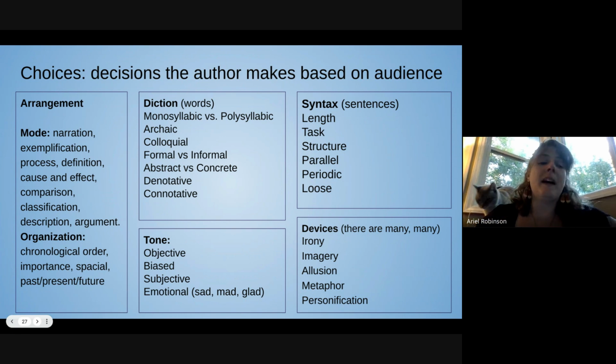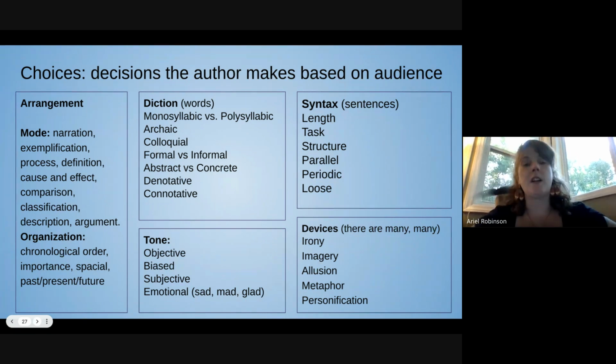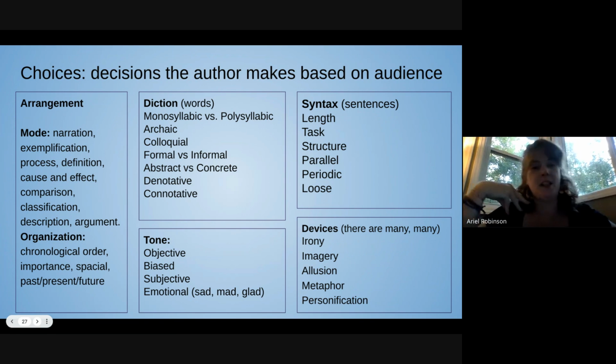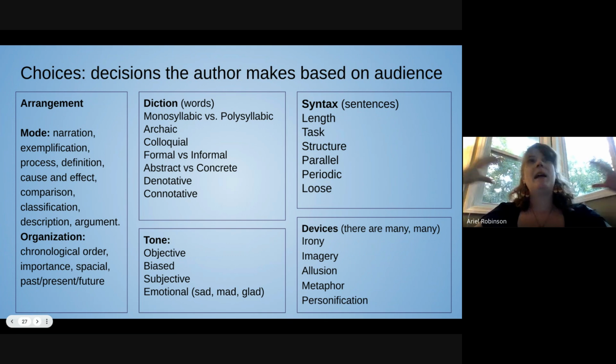They can appeal to people by arrangement, like the mode of something and how it is described, like using an argument, using process and definition, organizing it in a chronological order. You could have really formal diction, really informal diction. Your syntax could be long. You could have devices like parallelism and figurative language. So when you think about choices, you want to think far more about what kinds of specifics are going into this language in order for them to achieve the purpose.